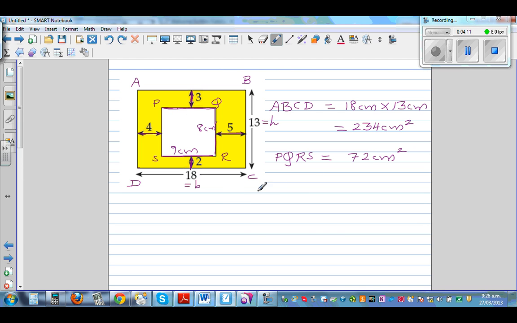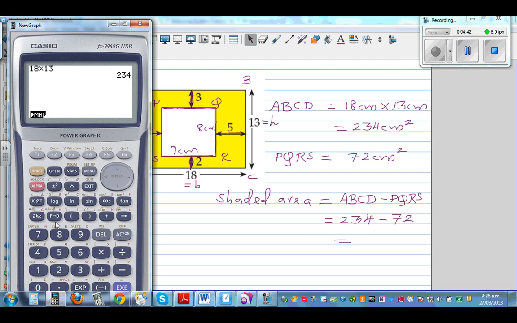So the shaded area, you have to do something with these two numbers. The shaded area would be the area of ABCD take away the area of PQRS. So I'll write like this: area of ABCD minus area of PQRS will give you the shaded area, which is 234 minus 72. So let's again use a calculator. 234 minus 72 equals 162 centimeters squared.